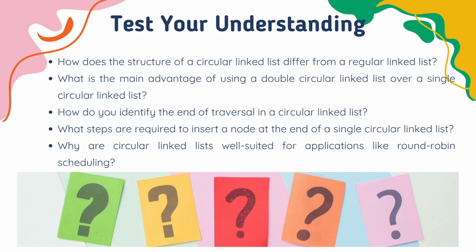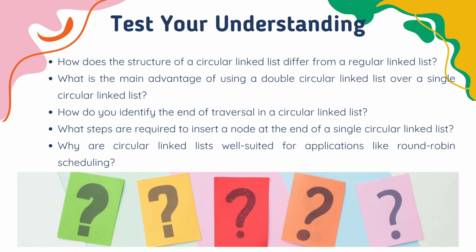And what is the main advantage of a doubly circular linked list over a singly circular linked list? The advantage of any doubly linked list is that every node has 2 pointers, and that gives us the flexibility to traverse in both the directions. And just because it is a doubly circular linked list, we can navigate to any node in the list in the forward direction or in the backward direction.